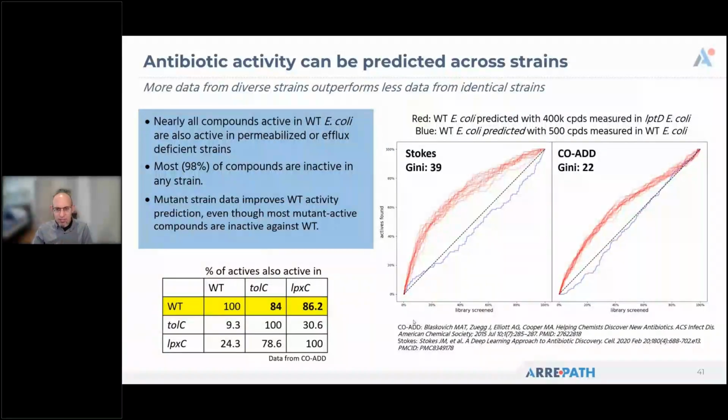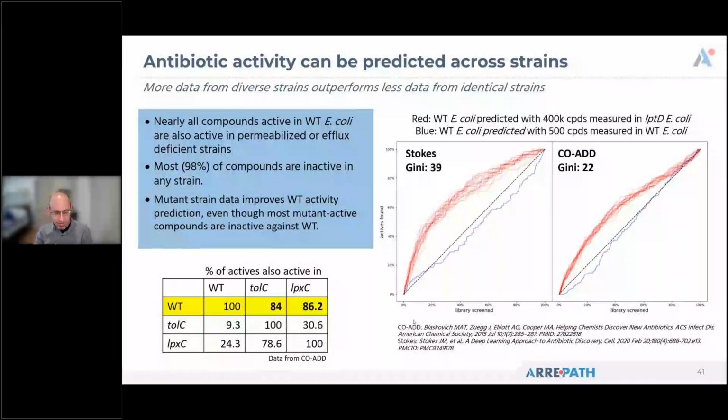And so what we actually used was John Stokes' first paper with his training data, and thanks for making that public, as a test set here, because that was run in a wild type E. coli. And what we did was train a model to predict activity based on 400,000 compounds that we had measured in a permeabilized E. coli strain. And we showed that it outperformed, shown in red, a much smaller data set we had measured in wild type E. coli at predicting this wild type data.